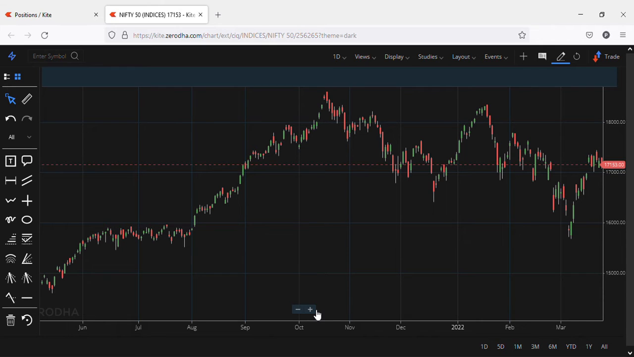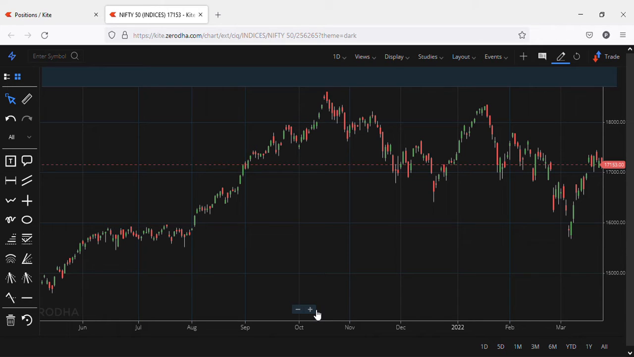Going forward, we are going to see today how to draw support and resistance and trend lines. This is a very important thing for those who are going to trade with supply and demand zones. Resistance means it's a supply zone and support means it's a demand zone. I am going to explain these topics in Nifty 50.